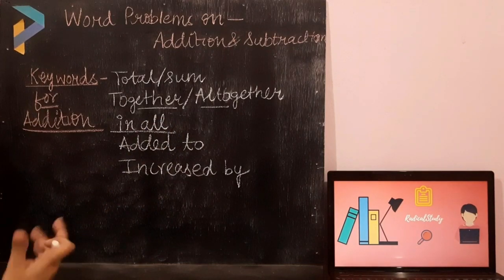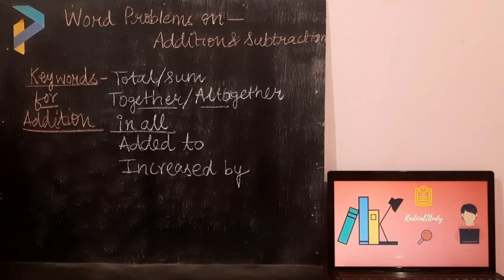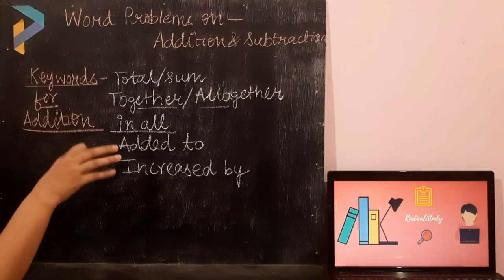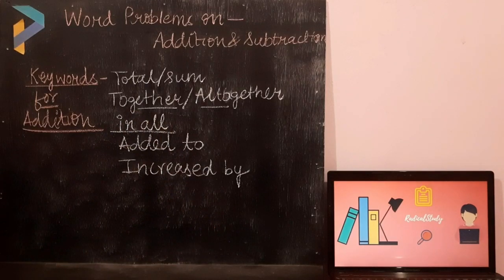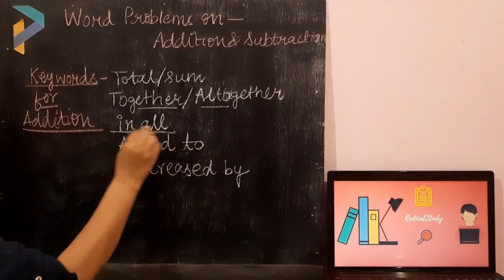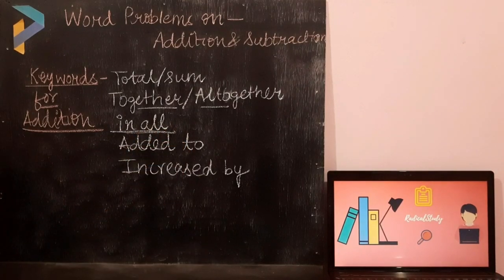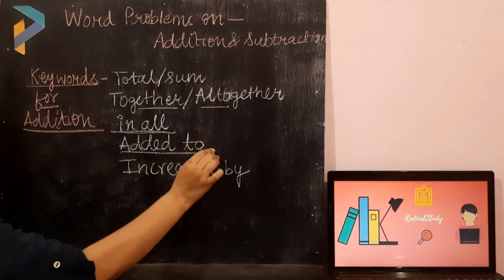Okay students, now if it is written "in all", like on Monday the girl wrote 5 letters, on Tuesday the girl wrote 10 letters, on Wednesday she wrote 23 letters. How many letters in all were written by the girl? मतलब उस लड़की ने Monday, Tuesday, Wednesday तीनों दिन मिला के कितने letters लिखे? So what you have to do? You have to add.